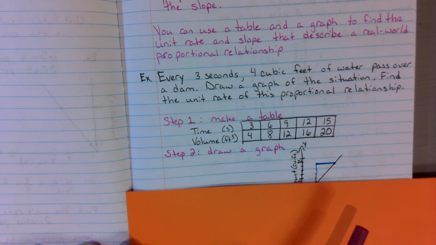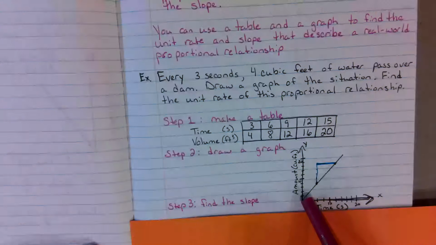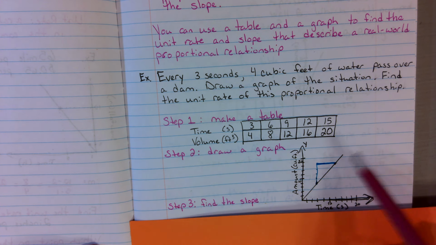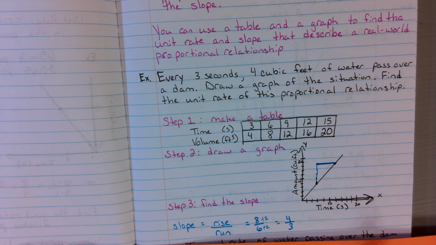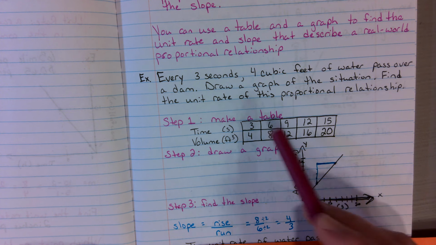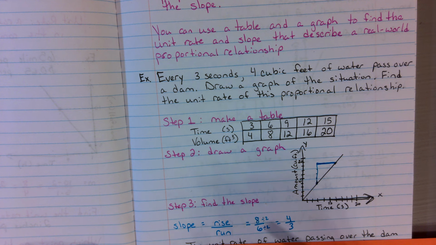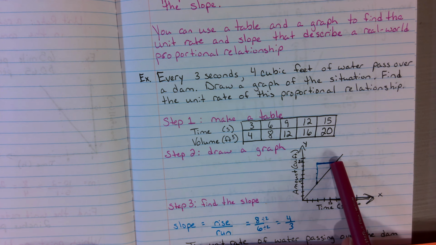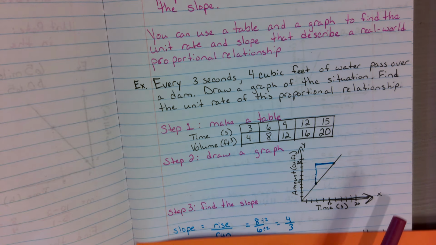Step 2, draw a graph. So we are able to plot those points and draw a graph. Step 3, find the slope. You can use rise over run, or you can grab 2 points from here. It doesn't matter which way you do it. I have 8 is my rise and 6 is my run. I can simplify that, divide both those by 2, and I have 4/3. So my slope is 4/3.